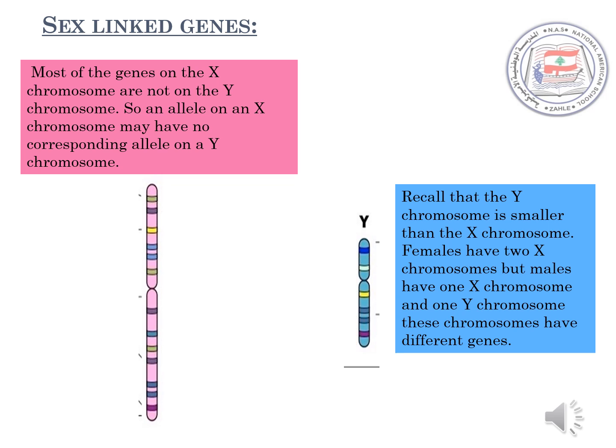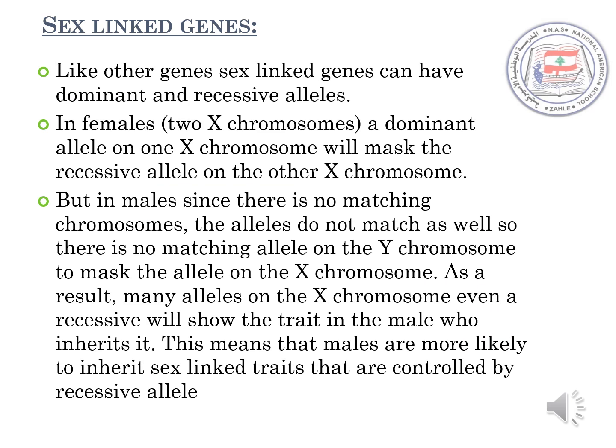Recall that the Y chromosome is smaller than the X chromosome. Females have only two X chromosomes, but males have one X and one Y. These chromosomes of the male have different genes. Like other genes, sex-linked genes can have dominant and recessive alleles. In females, with two X chromosomes, a dominant allele on one X will mask the recessive allele on the other X.